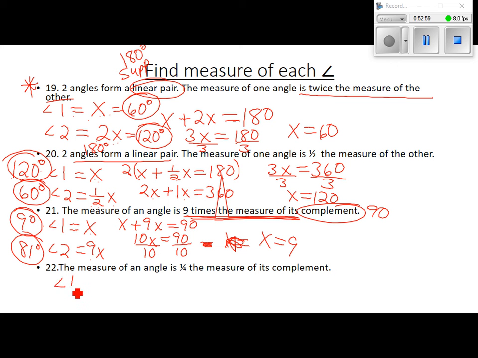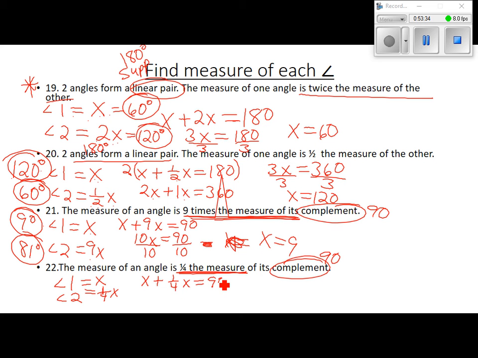Next one, again, angle 1, angle 2. Angle 1, we don't know, so we're going to let it be x. Angle 2, it says the measure of an angle is 1/4 the measure of its complement. Again, complement tells us 90, so it's 1/4 of x. Pen won't write because I'm too close to the bottom. And we know those two are going to add up to 90. So x plus 1/4 x should equal 90.